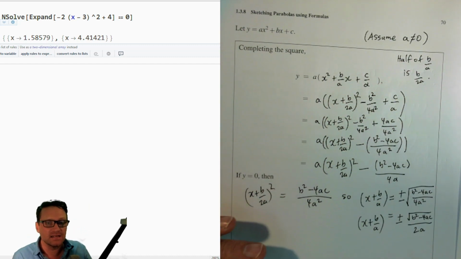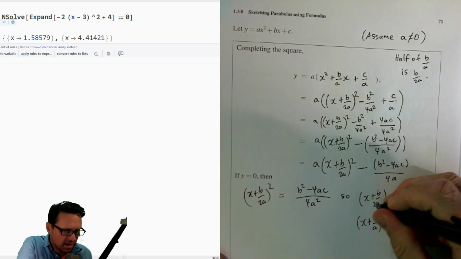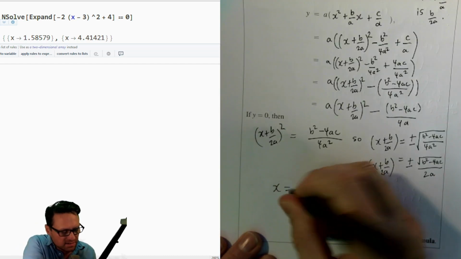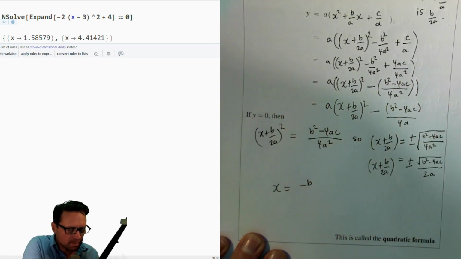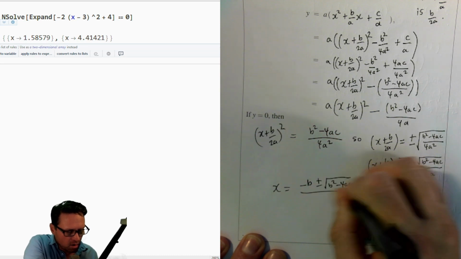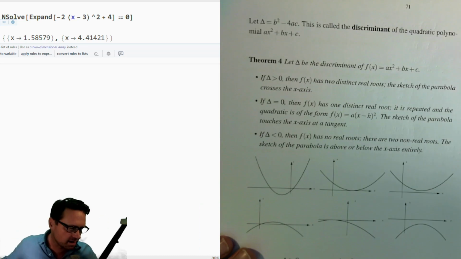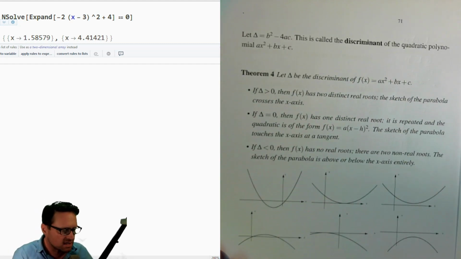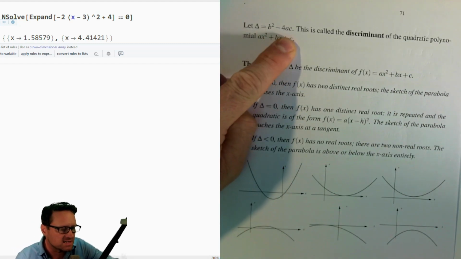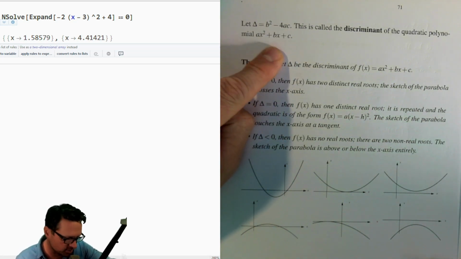So the last thing I need to do in order to solve for x is to subtract b over 2a from both sides. And so x is equal to negative b plus or minus the square root of b squared minus 4ac all over 2a. And this is called the quadratic formula. So moving on, there's some key information in there. Let delta be b squared minus 4ac. That's called the discriminant of the quadratic polynomial ax squared plus bx plus c.